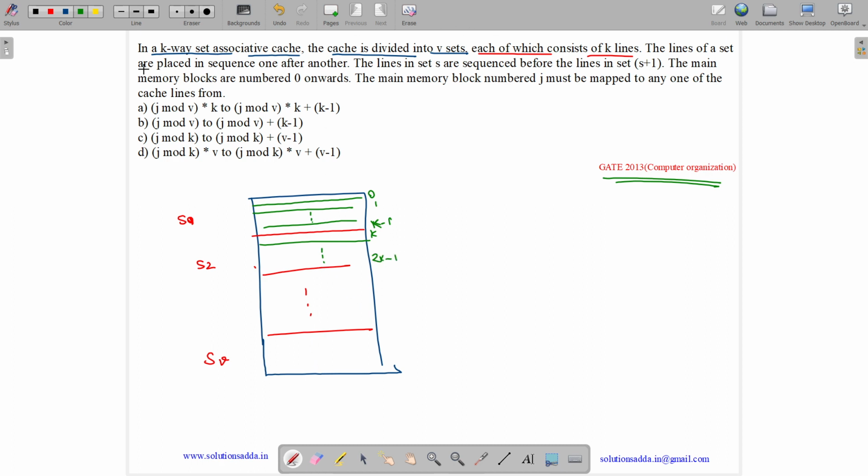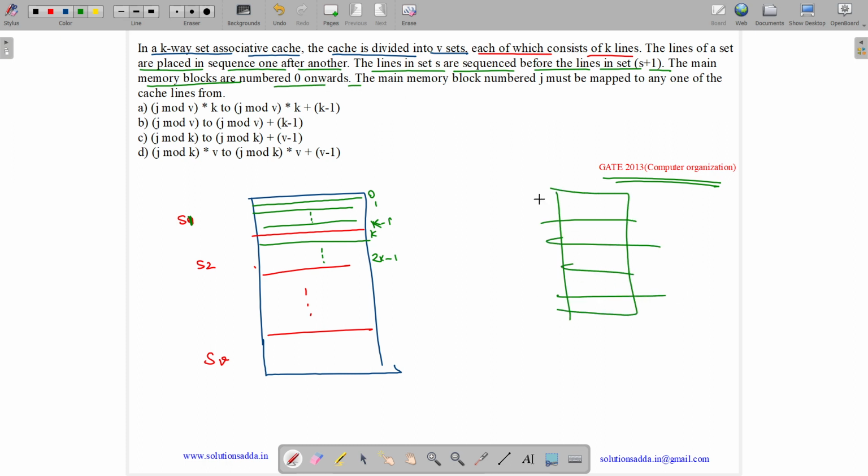Now it is saying the lines are placed in a sequence one after another. The lines in set S are sequenced before the lines in set S plus 1, which means if this is set 1, then the next will be set 2. The main memory blocks are numbered 0 onwards, so main memory is divided into blocks starting from 0. Let us assume the sets also start from 0 to maintain synchronization. This is set 0, set 1 and so on up to set V minus 1.